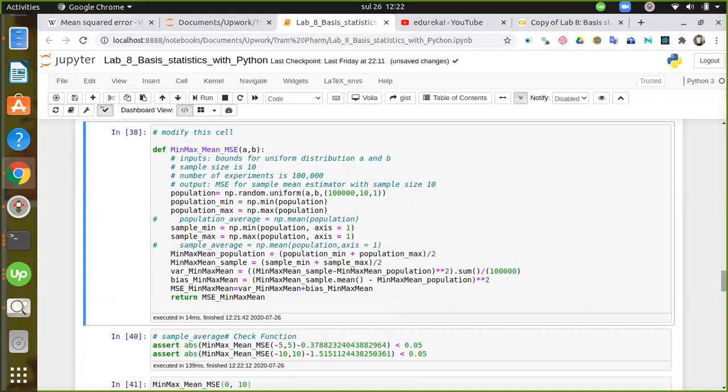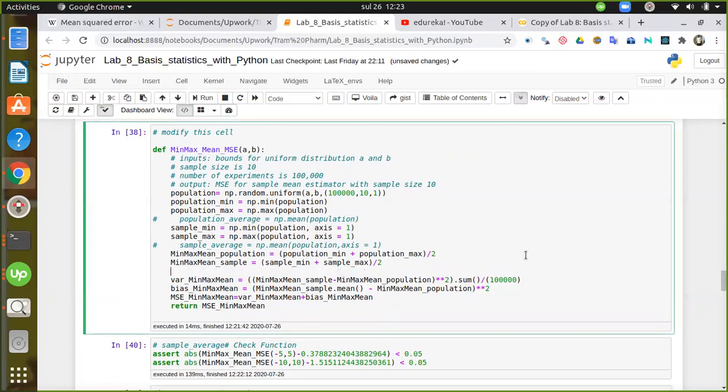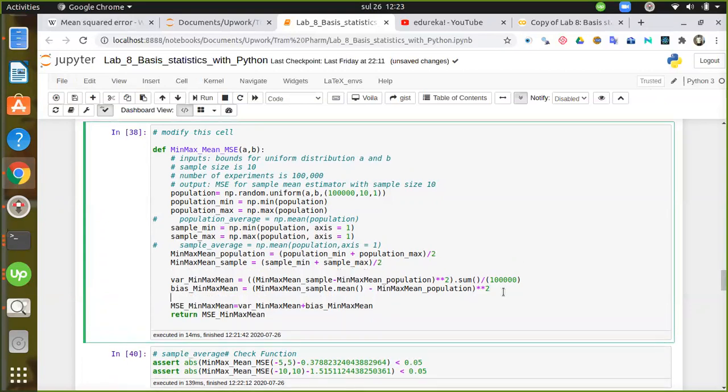So sample mean, sample max. Okay, mean max, mean population is population mean. Sample mean, sample max, okay. So I got this value mean max. Okay, what is bias mean, bias max? I don't understand this one. I don't understand the bias. The bias? Yes. Okay.